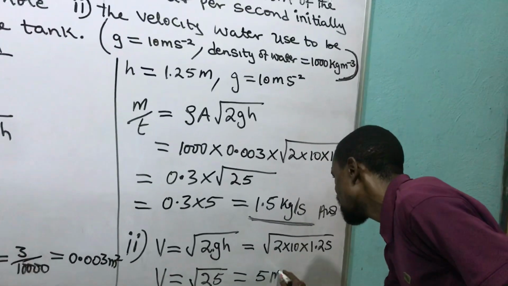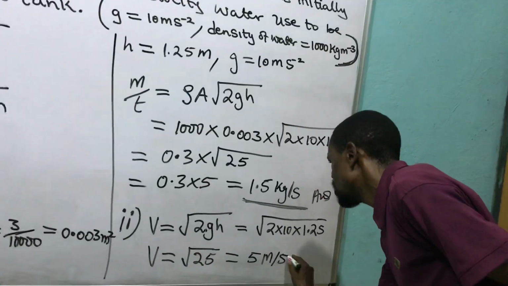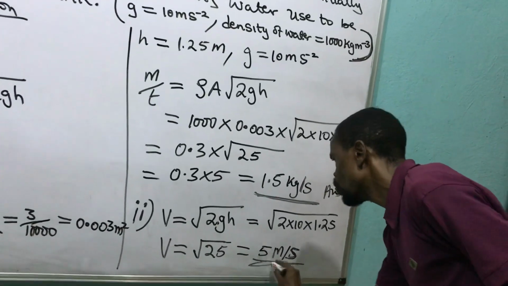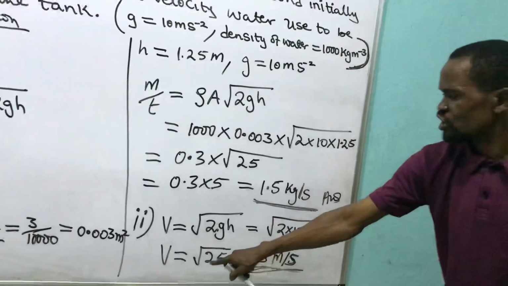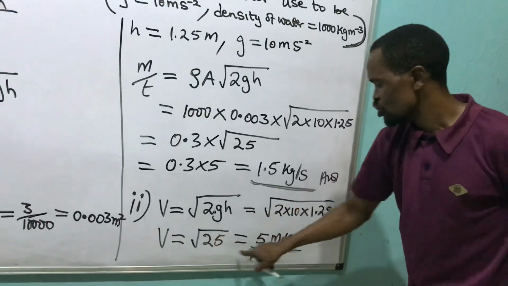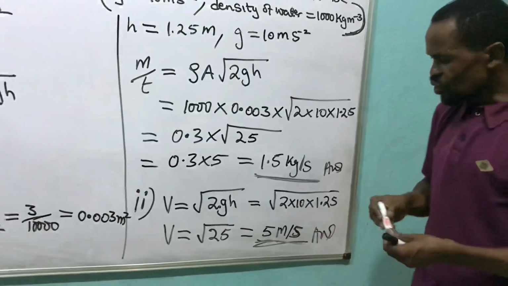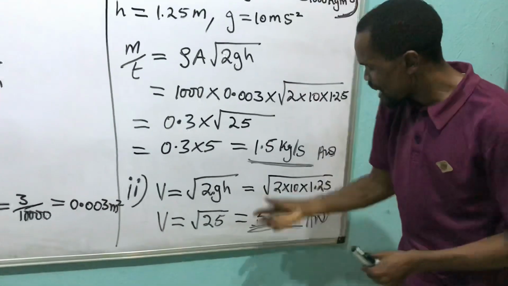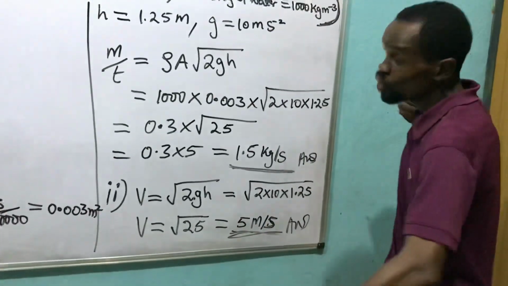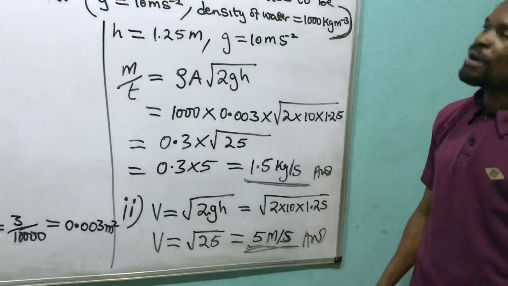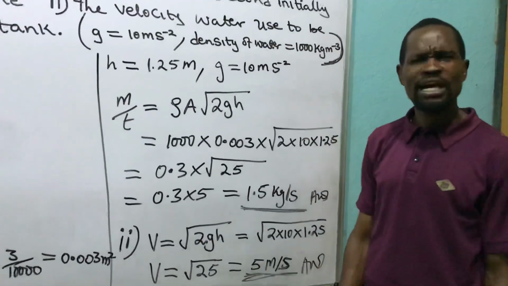And the square root of 25 will give me 5 meter per second. That's the velocity at which the water used to gush out of the pipe, and that is the answer to the second question. So this is what we have for you today.